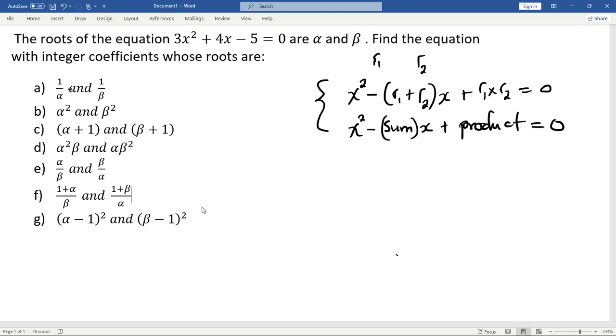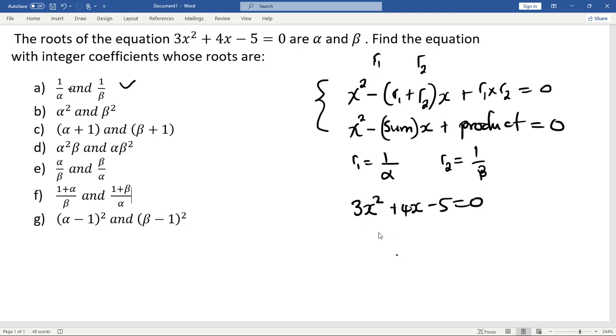Now, when you look at the first question that we have here, you'll notice that our R1, the first root, is simply equal to 1 over alpha, and our R2 in that case is simply equal to 1 over beta. Then we have the equation in question, which is 3x squared plus 4x minus 5 equal to 0.